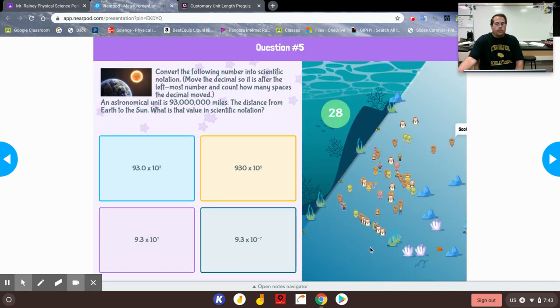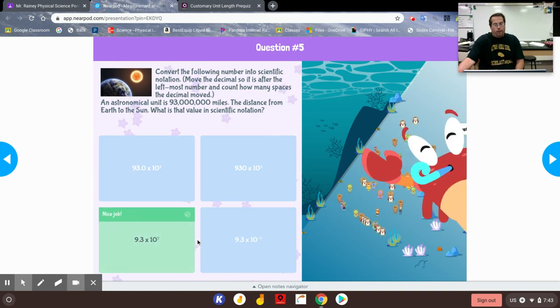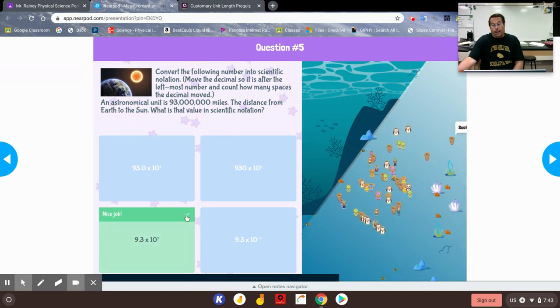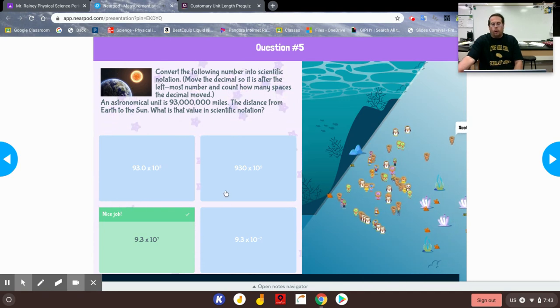Convert the following number into scientific notation. Move the decimal so it is after the first digit. All right, so the decimal is right after the 9. If I count 1, 2, 3, 4, 5, 6, 7 spaces going to the left, that's going to be 9.3 times 10 to the 7th power. They're the same number, just written differently. You'll do it more in math class than you'll ever do it in science class, but you should be aware it does exist.